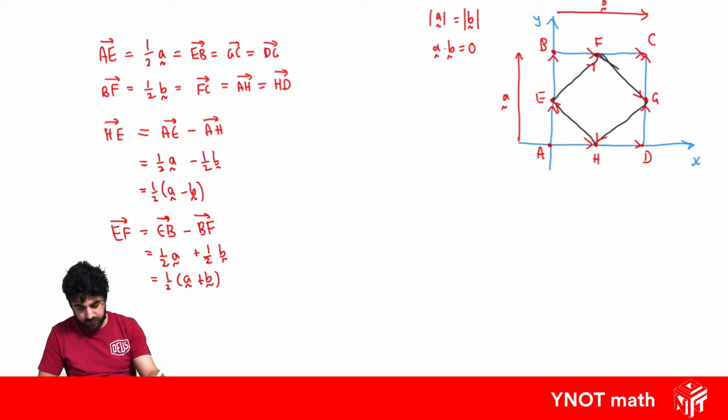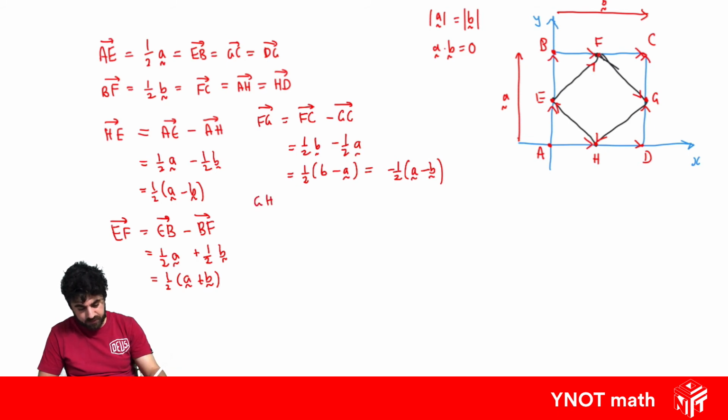You get an expression for FG, it's just going to be FC minus GC, which is a half of B minus a half of A, and we get a half of B minus A, which we can actually rewrite, taking a half out, as a half of A minus B.